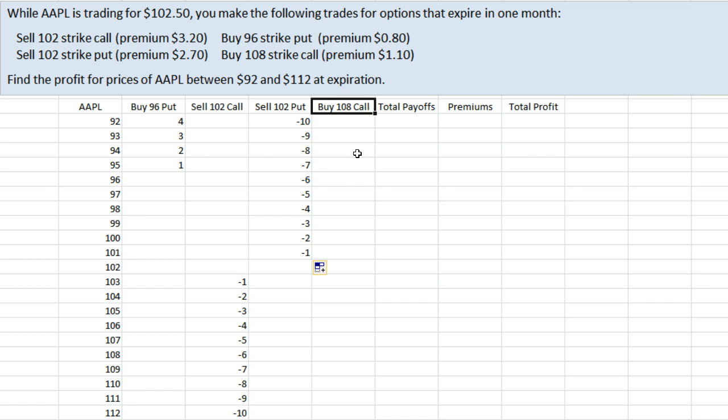Finally, we are going to buy a 108 call. Since it is a call, it has a payoff when the stock price is above the strike price, 108, which is this range here.